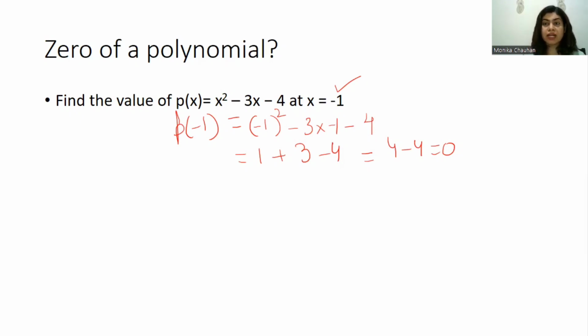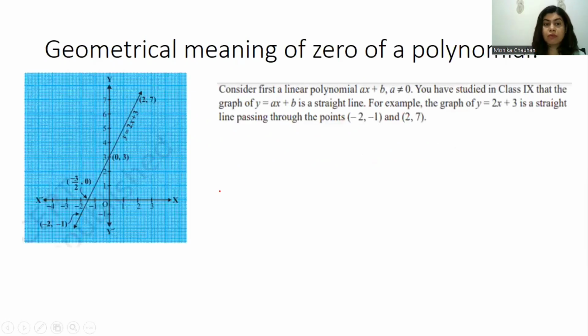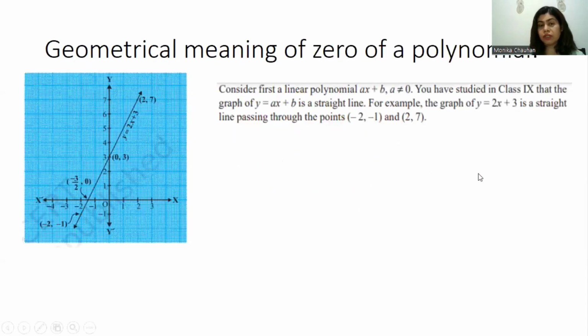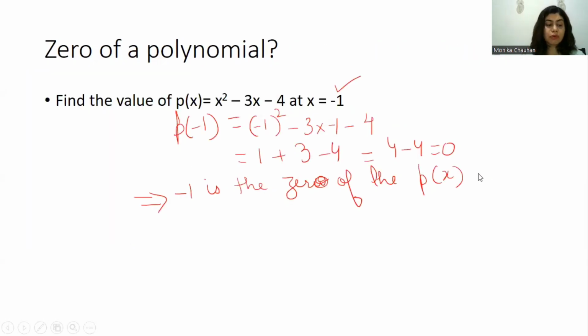That means -1 is the 0 of the polynomial. This is the value of the variable. When I put the value of the variable, I get 0, the 0 of the polynomial. This one, p(x) at x = -1.